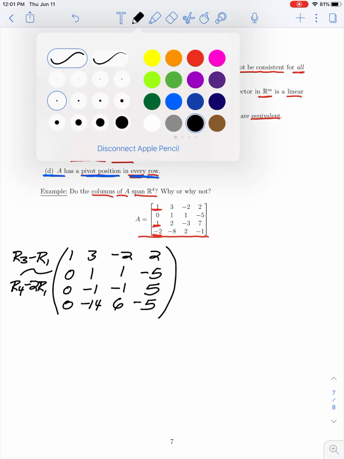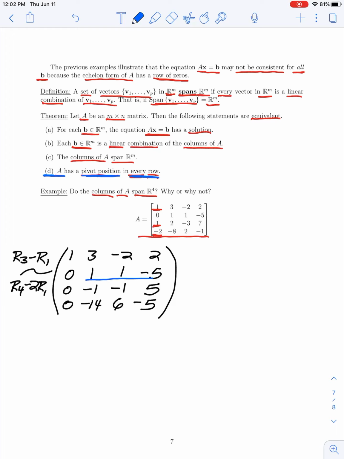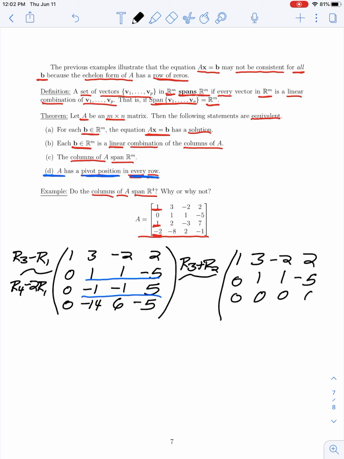So now we can see pretty quickly here that our second row and our third row are equivalent. One is just the negative of the other. So to simplify this towards row echelon form, I could take row 3 and add row 2 to it. My first row will remain the same, 1, 3, negative 2, 2. My second row will remain 0, 1, 1, negative 5. And when I add the second row to the third, I get a row of all zeros. And my last row I'm going to leave alone.